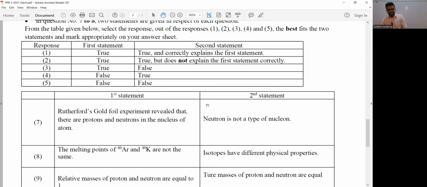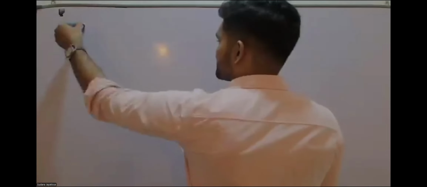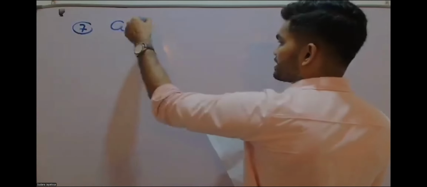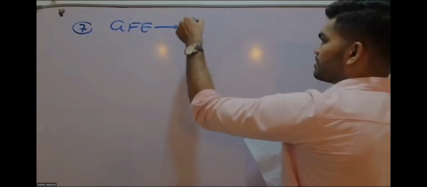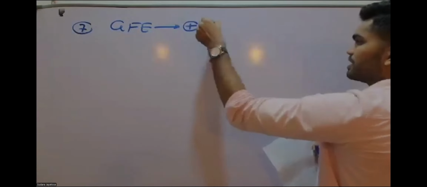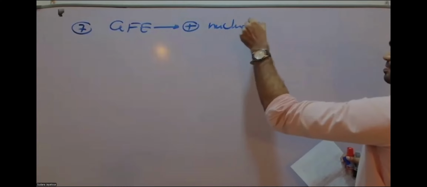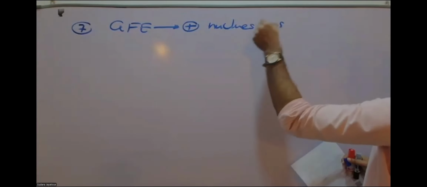He only said there must be a nucleus. That's all the gold foil experiment said. The proton was discovered years later. You have to write that down properly. The gold foil experiment is telling you only that the positive nucleus was discovered.